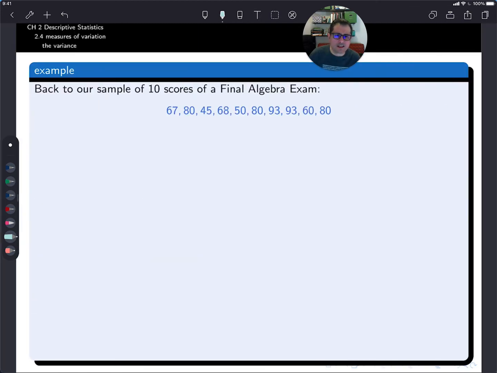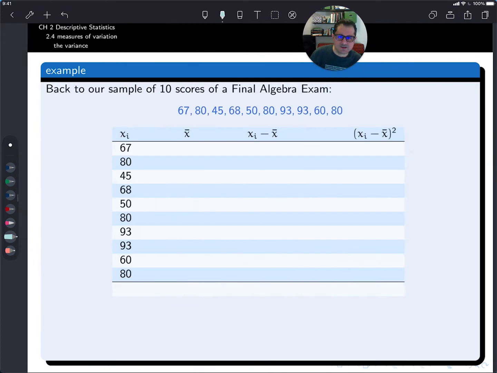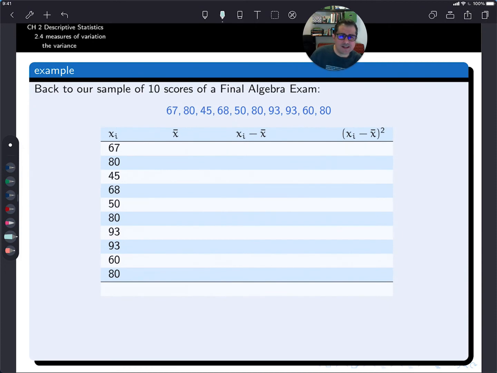Okay, so let's go back to this example that we did at the beginning where they have 10 scores from an algebra exam. I used this data to find the range. How do you find the standard deviation? Well, I need to find the mean. We already have that from previous work. It's 71.6.